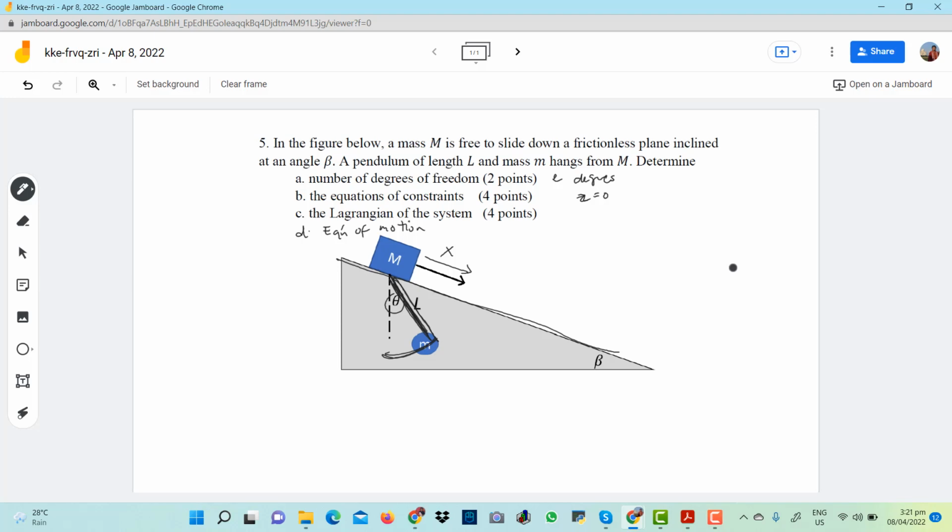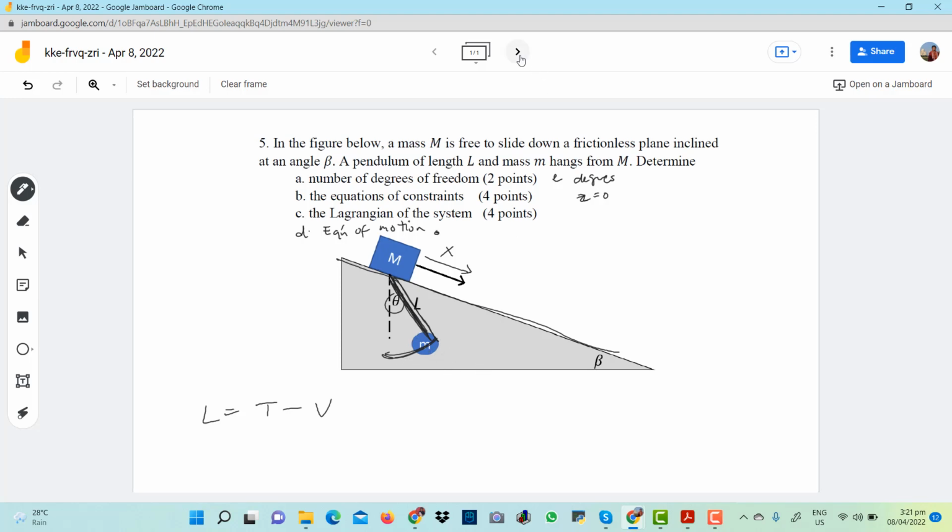So let's now get the Lagrangian. Lagrangian is just equal to kinetic minus potential. Once I get the position of each, I can get the velocity, then the kinetic energy, and at the same time the gravitational potential energy because I have the position. The most crucial part is how we are going to express the position of the big mass M and the small mass m.